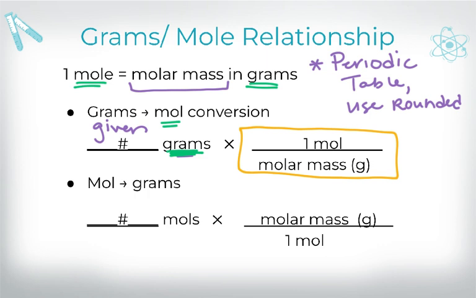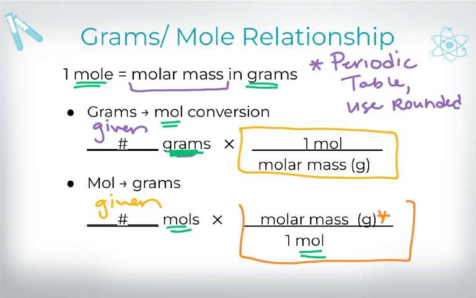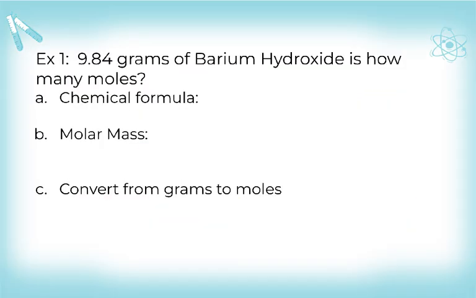If we're going the other way, if we're starting with a given value of moles and we want to find grams, because we want to cancel this mole, we put moles of that conversion factor in the bottom. We're going to put molar mass on the top because we want to end up with grams, and our conversion factor is going to be written this way. So our goal is to cancel what we have and change that unit to something else.